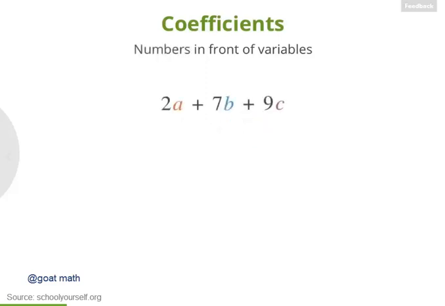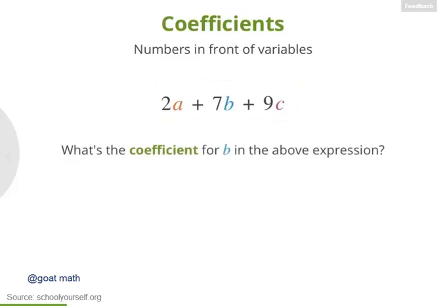Okay, so take a look at this expression here. 2a plus 7b plus 9c. What's the coefficient for the variable b in this expression? Exactly, 7 is the coefficient for b. In this expression, b is being multiplied by 7.